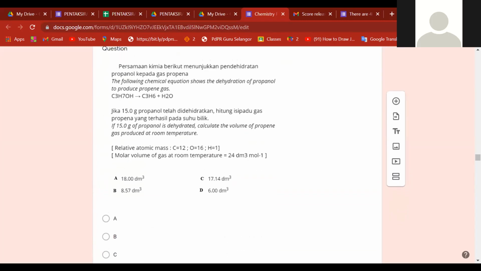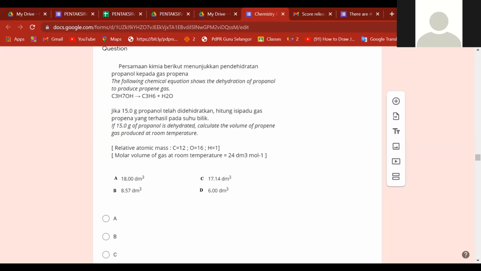Okay, this is another calculation question. What are the 4 things you must have in a calculation? Number 1 is what? Chemical equation. Very good, chemical equation. Number 2 is what? Number of moles. Okay, very good, number of moles. Now how can I find number of moles? What did they give me? Mass. Very good, they gave me mass. I can find number of moles from here.